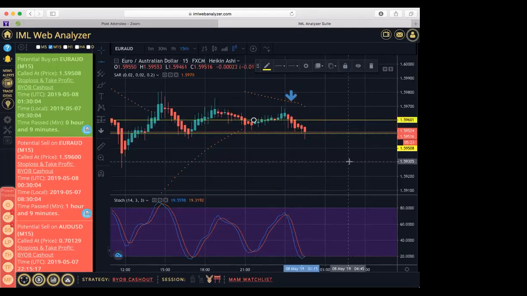This is where my call price was. You do not have to wait until the call price to enter the trade, but you only want to go 10 pips from the call price. If I'm saying that, you can understand it.